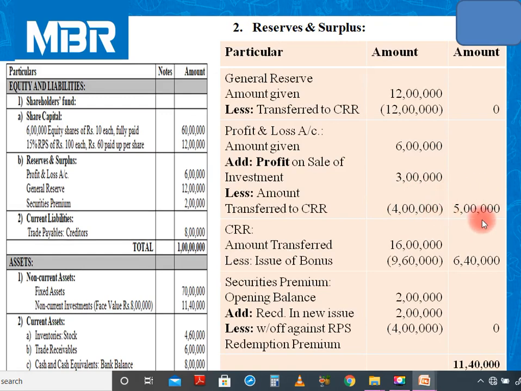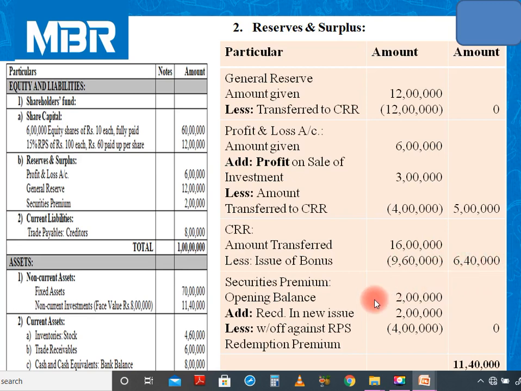It is most important for you to know that the closing balance of rupees 5 lakhs maintained by the company is the primary condition given by the examiner in additional information. So we have followed that condition. CRR, we have transferred rupees 16 lakhs. Out of this 16 lakhs rupees, 9 lakhs 60,000 utilized for the issue of bonus. So balance amount 6 lakhs 40,000.